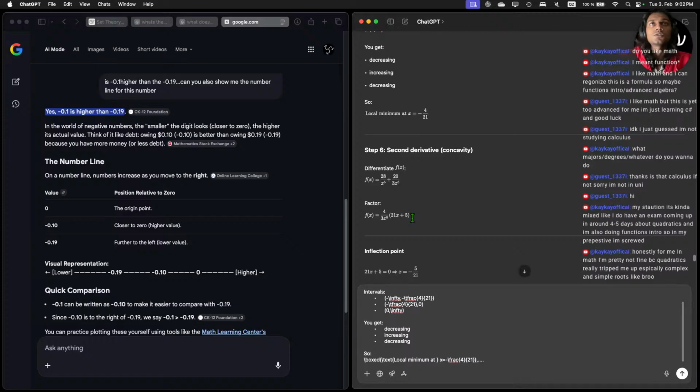Differentiate f of x: 28 by x raised to 5 plus 20 by 3x raised to 6. Oh, come on.